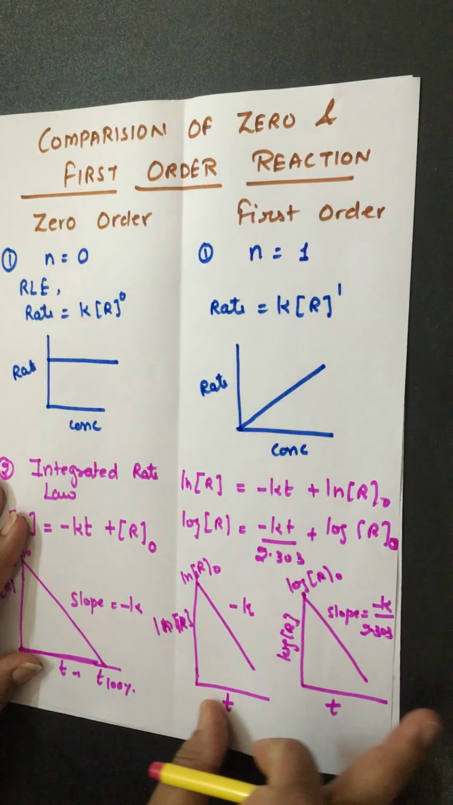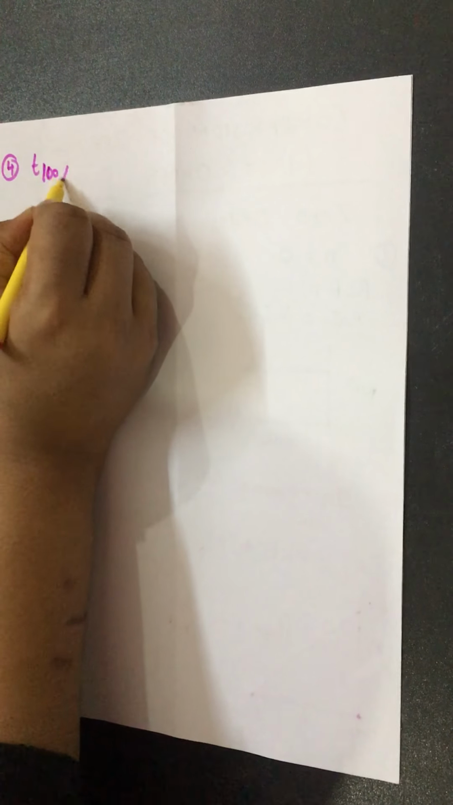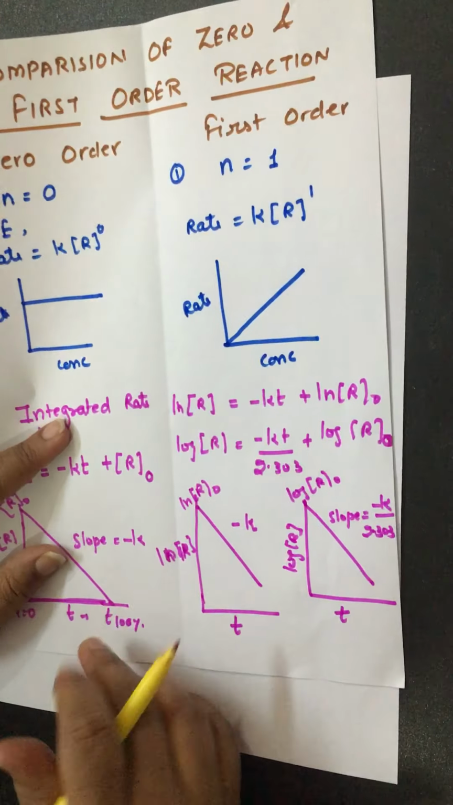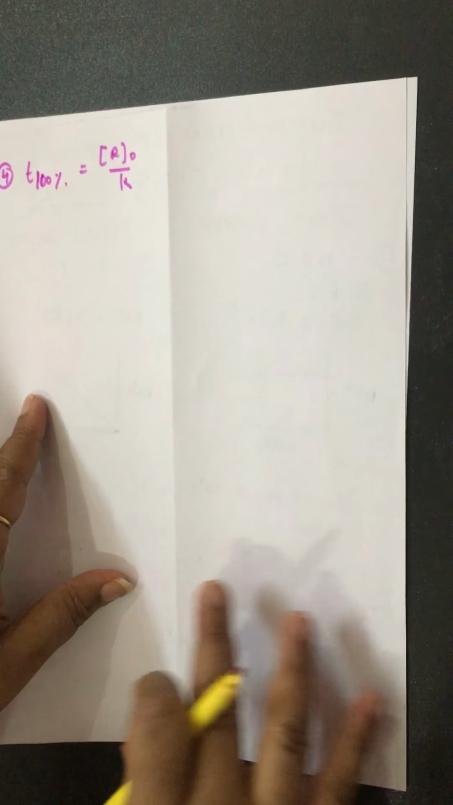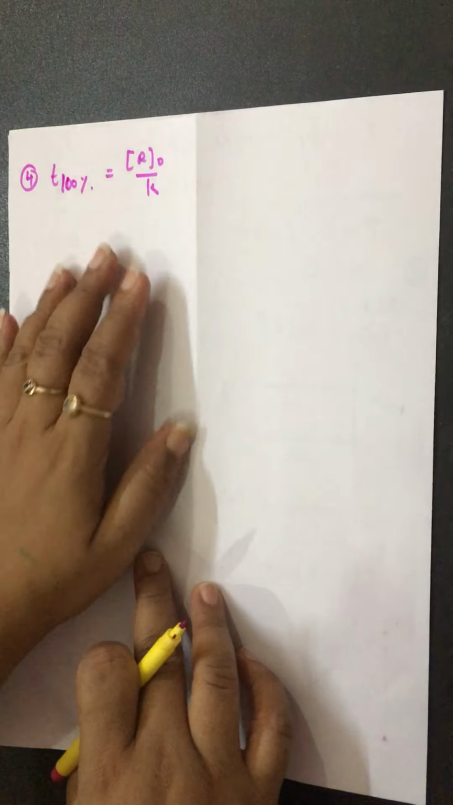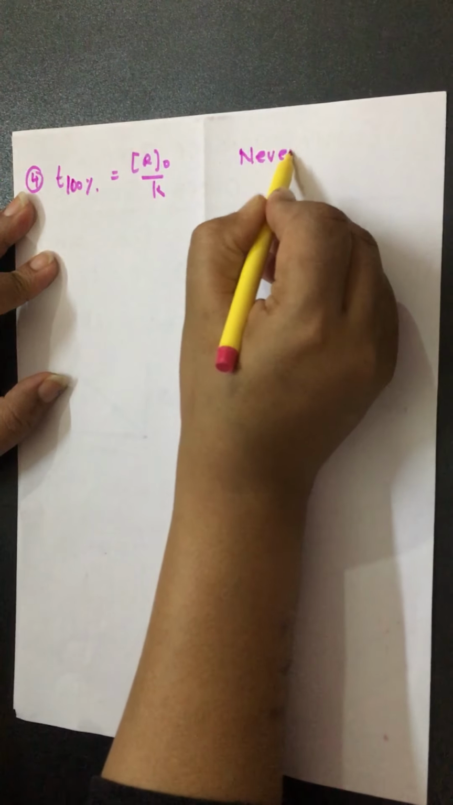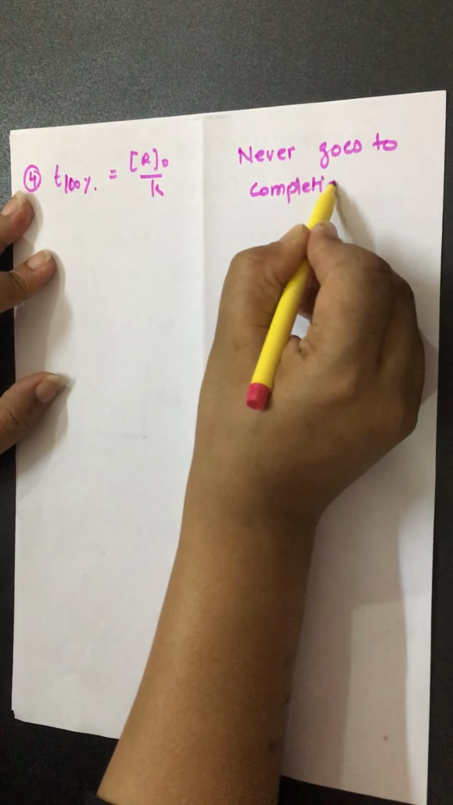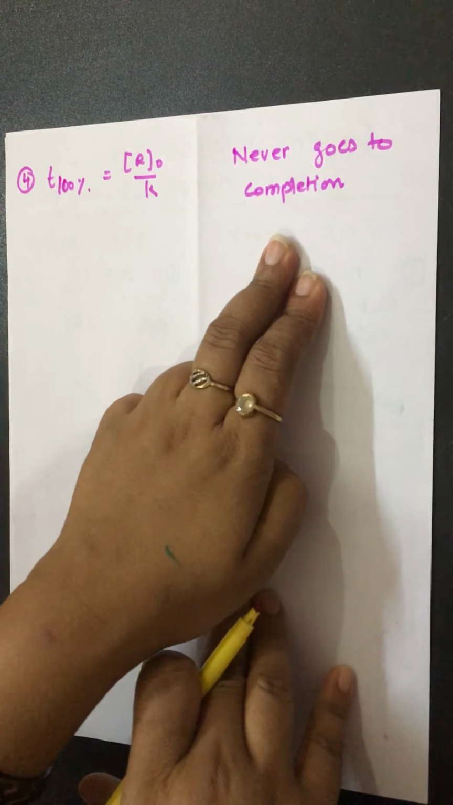Now come to the next point, T 100%. For zero order, T 100% comes out to be R naught by K, like this. It means this point shows R naught by K. You can say that a zero order reaction can go to completion. But in case of first order, the reaction never goes to completion. Means a zero order reaction can be completed but a first order reaction can never be completed.